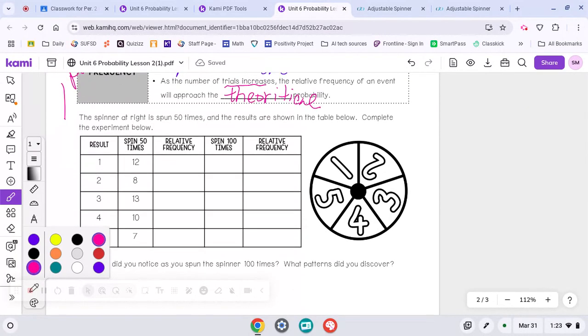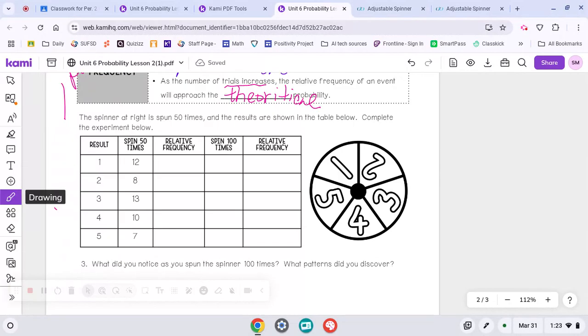Here's a new spinner, and somebody's already spun these things for us, and I want this little box to go away. Come on, get out of my vision. Thank you.